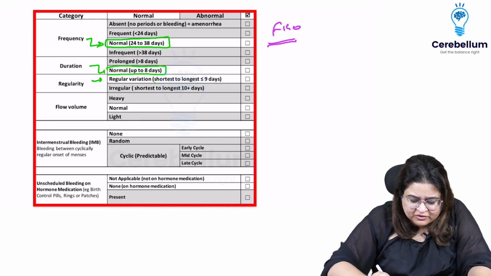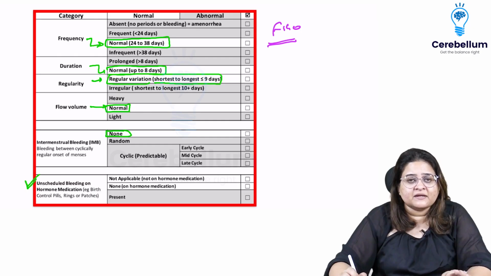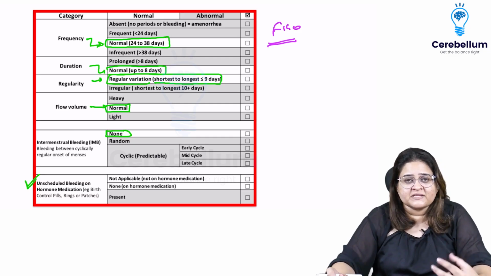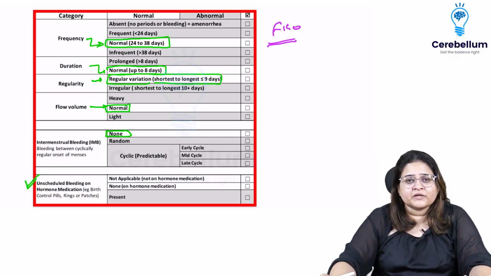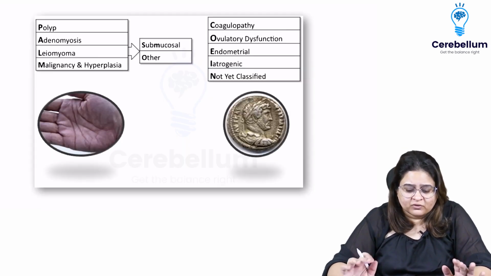Regularity: the shortest to longest cycle should be less than or equal to 9 days. Flow volume: normal is patient determined. No intermenstrual bleeding should be there. And there's a new thing which has been added, that is unscheduled bleeding on hormonal medications. So if the woman is taking some hormones, say commonly we give for contraception, and she's bleeding on that, then you have a separate category for that also.